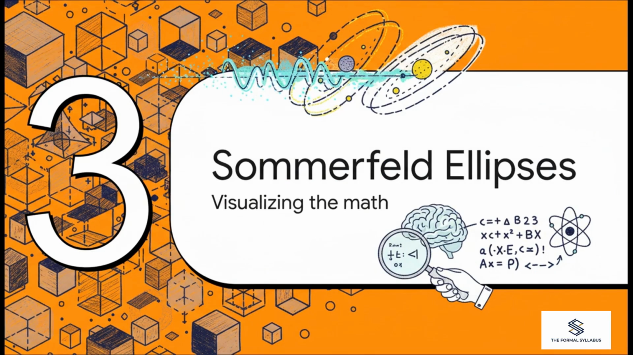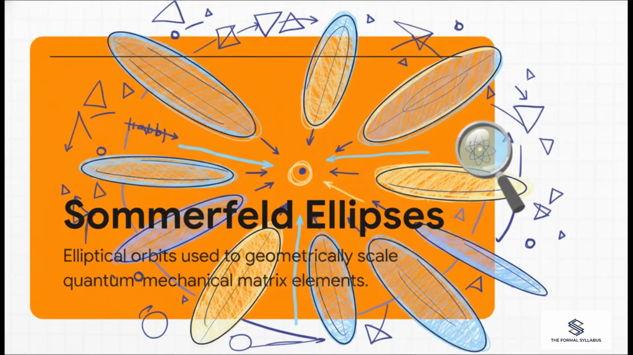Section 3. Visualization, Sommerfeld ellipses. Now, to avoid drowning in all that heavy calculus, we turn to Arnold Sommerfeld. He essentially modified Bohr's circles into elliptical orbits. And the absolute genius here is that we can use the geometry of these ellipses, ranging from wide and round to incredibly narrow, needle-like shapes, to visually scale quantum mechanical matrix elements. The geometry itself literally dictates how likely and how bright a transition is going to be. It gives us a tangible, physical, visual map for math that is otherwise totally invisible.